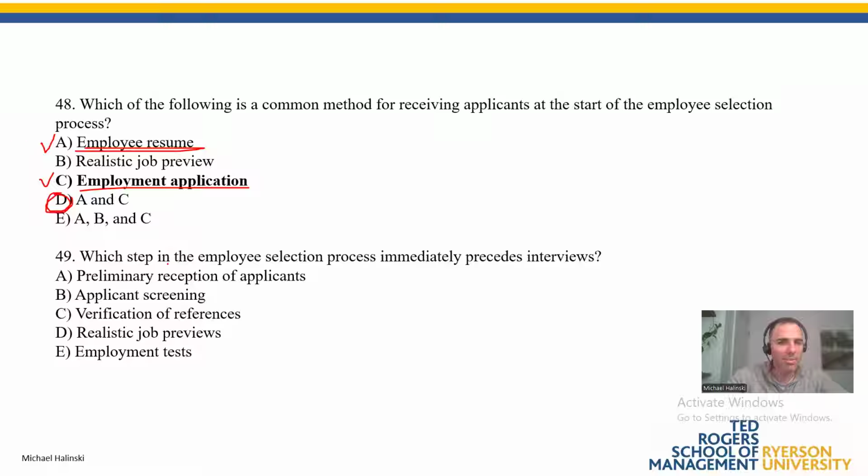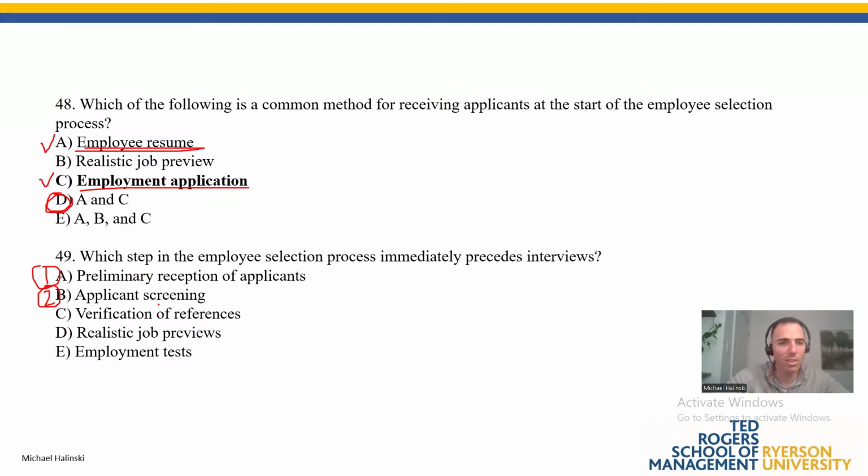Okay, so let's actually put these in order. So the preliminary reception of applicants is one, and that's this question up here. That could be through a resume or an employment application. Applicant screening is number two. So that we also refer to as pre-screening. So based on what people have submitted, you screen to make sure that everybody has the minimum level requirements. Do you have a bachelor's degree? Do you have a PhD? Do you speak English or French?